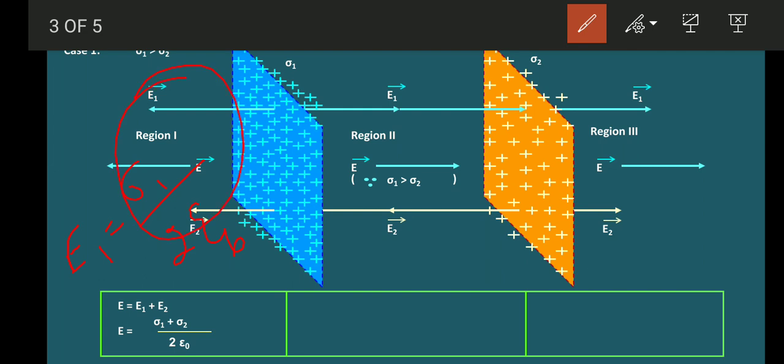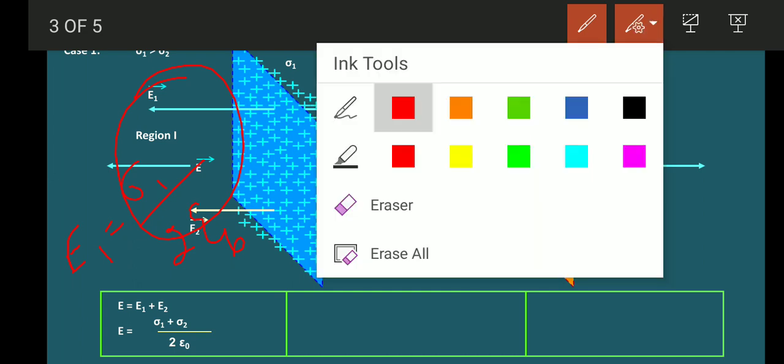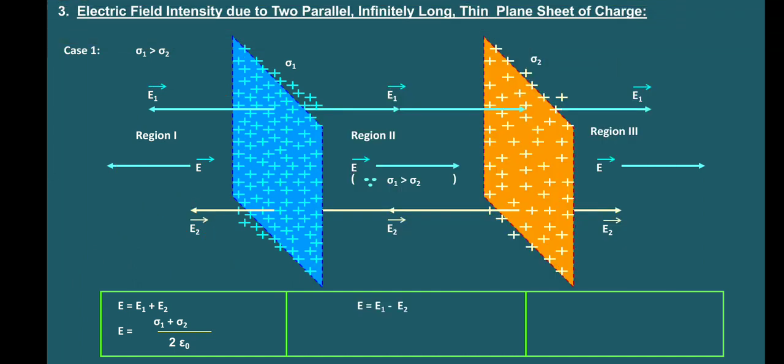In the second region, they are opposite to each other, so they cancel each other, that means minus. The total electric field will be E1 minus E2, so the equation becomes sigma 1 minus sigma 2 divided by 2 epsilon naught. The third case is the same as the first case. The electric field outside the plates will be the same on either side, but inside the plates it will be different. That is the main concept of this application.